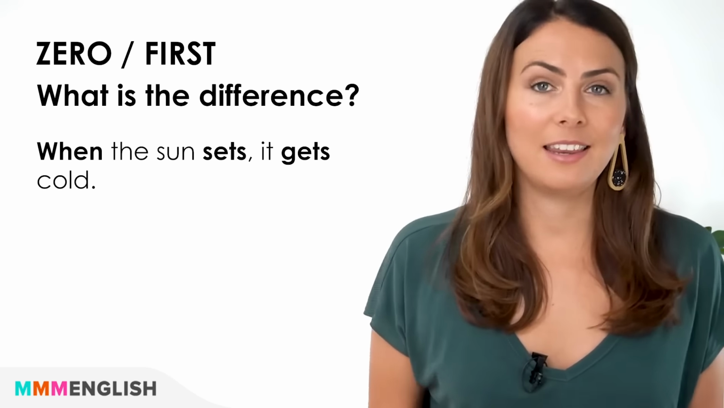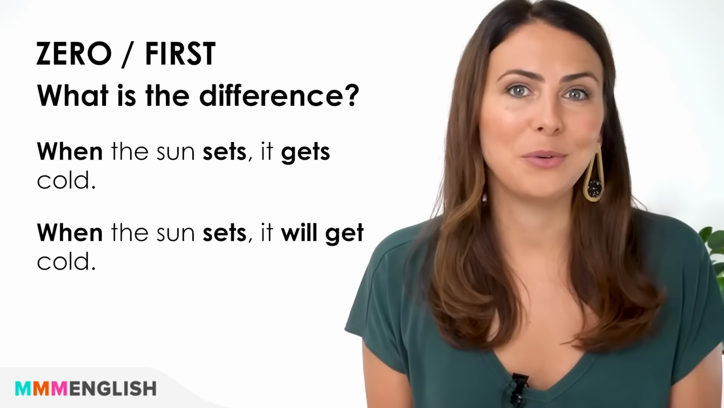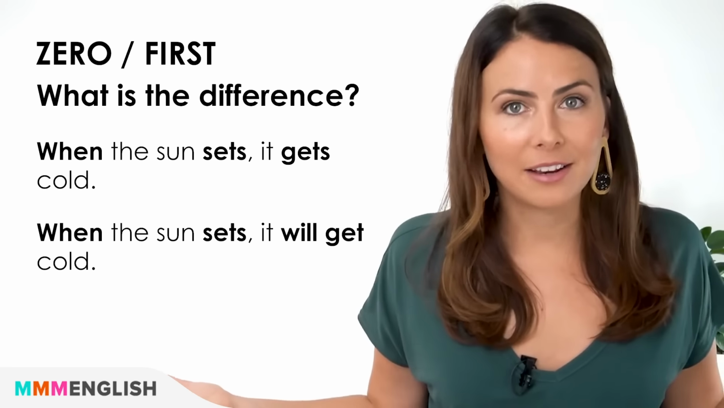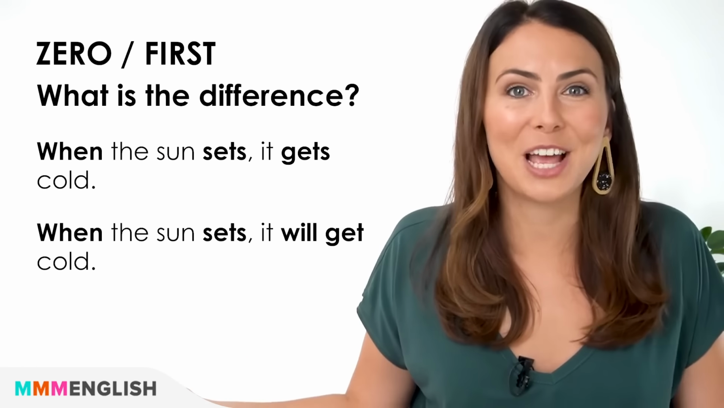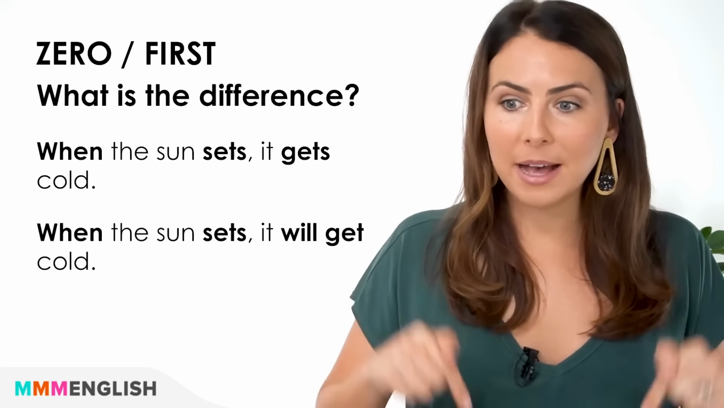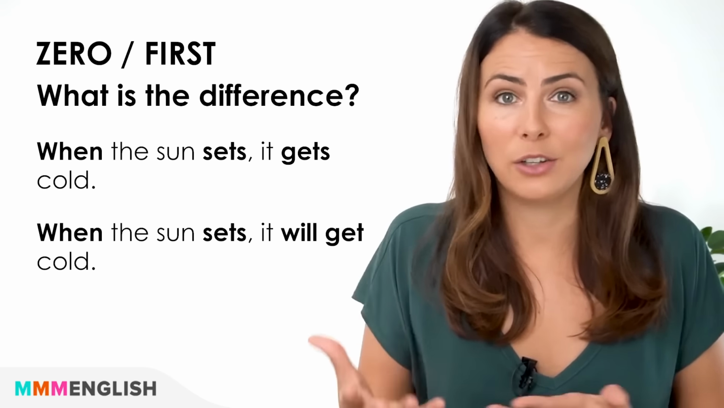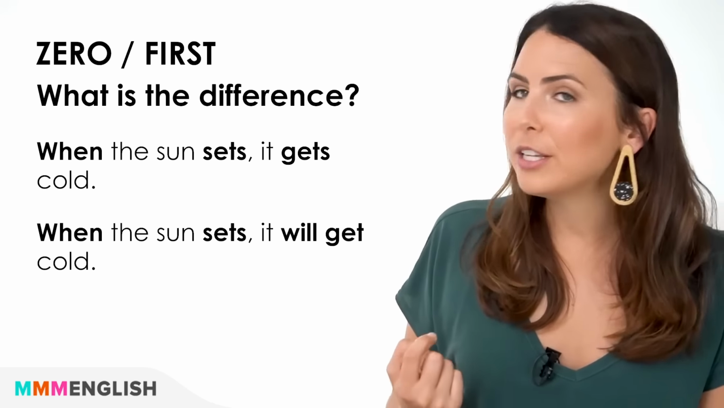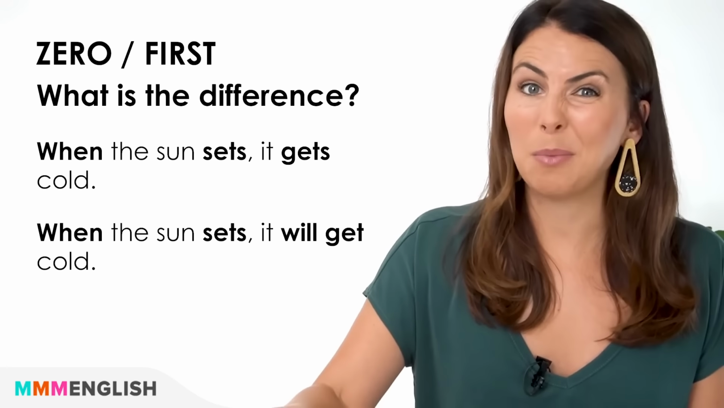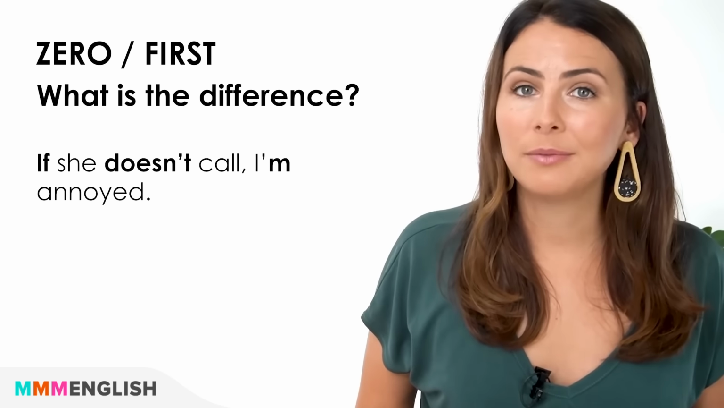When the sun sets, it gets cold. Compare it to when the sun sets, it will get cold. So I'm using the zero conditional again to talk about a general fact. All right, all around the world, in general, it gets colder when the sun sets. But if you're about to leave the house and you're wearing just a t-shirt, and I might be a little bit worried that you're going to get cold, then I might use the first conditional sentence to remind you that, in a few hours when the sun sets, it's probably going to get cold and maybe you should bring a jacket. Let's try one more. If she doesn't call, I'm annoyed.